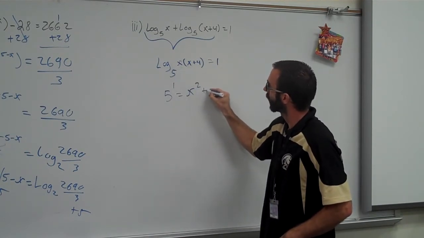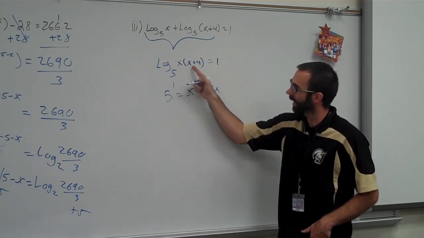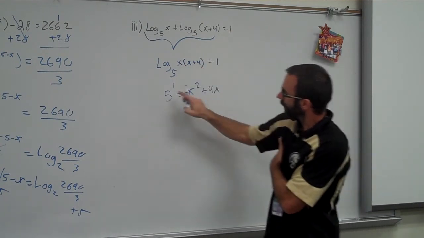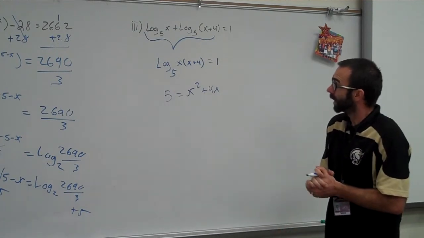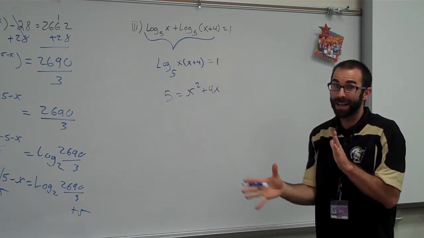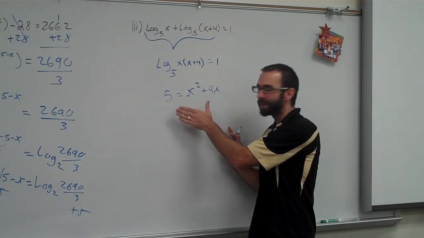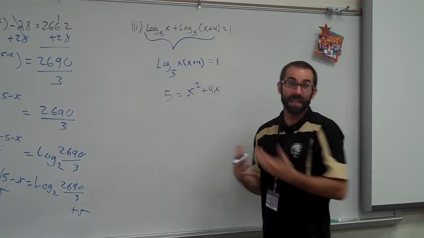X squared plus 4x, and I just multiplied this out right now, all right? So I did x times x squared, x times 4 is 4x. And 5 to the power 1 is just 5 there, okay? So it looks like right here, going back now to your algebra skills, this is going to be a quadratic, right? And anytime that we have a quadratic, most of the time we want to put all the terms on one side and see if it's factorable.